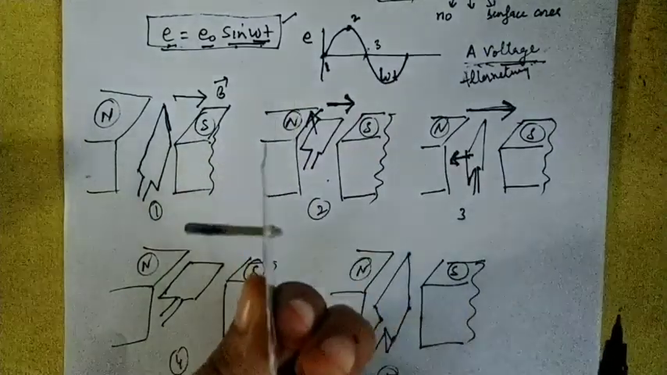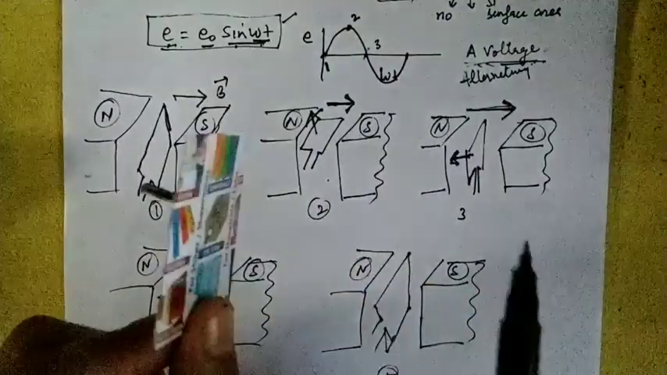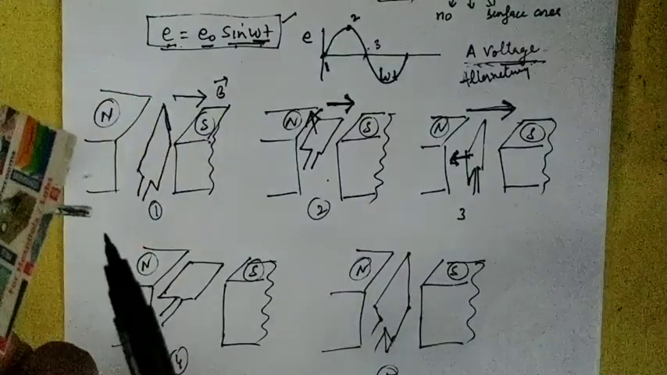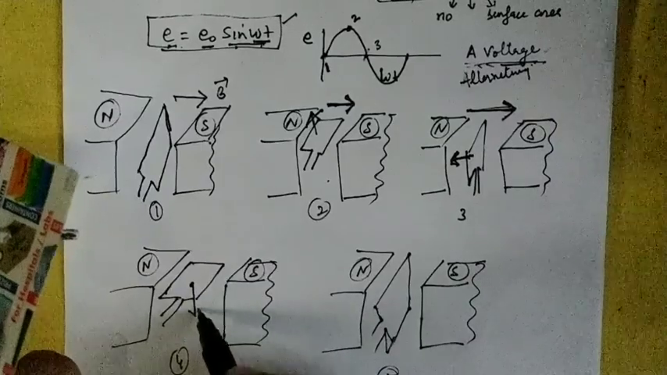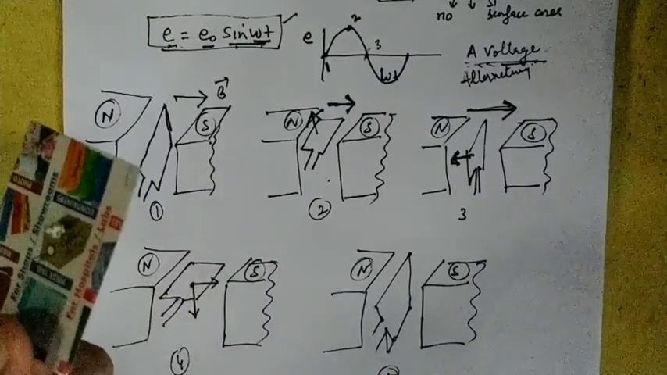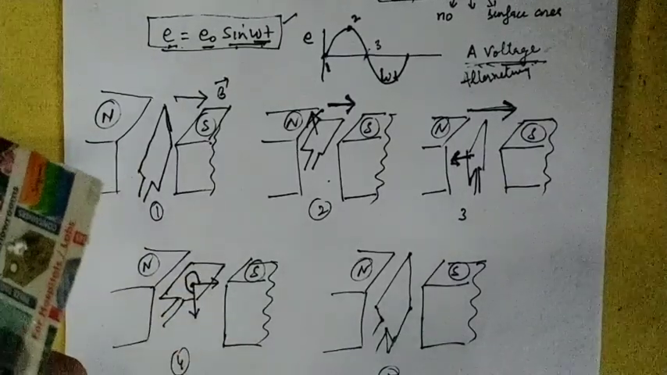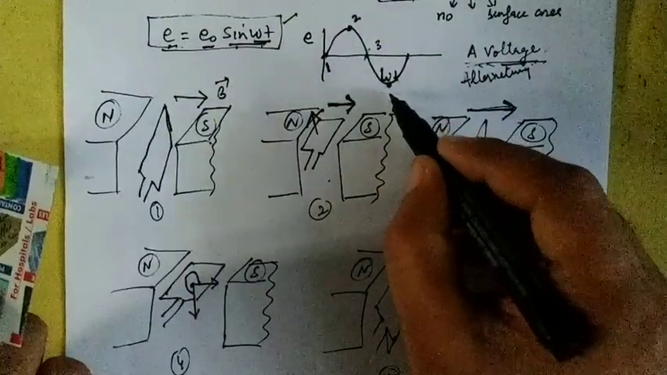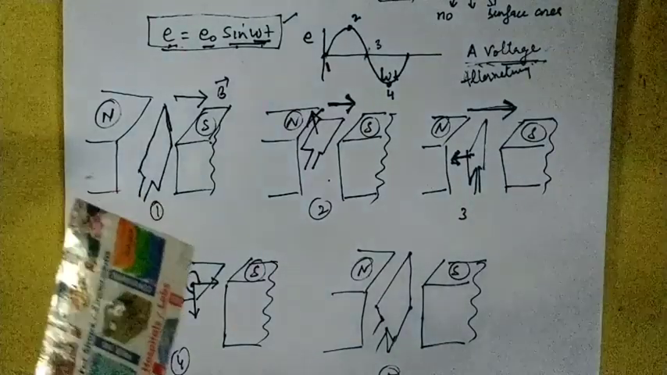Now again you rotate it by 90 degree. So here you see the surface area is in the downward direction, and the magnetic field is again from north to south. So what is the angle it is making? The angle is 270. So sine 270 is -1, and this is represented by this part of the graph, that is the fourth one.